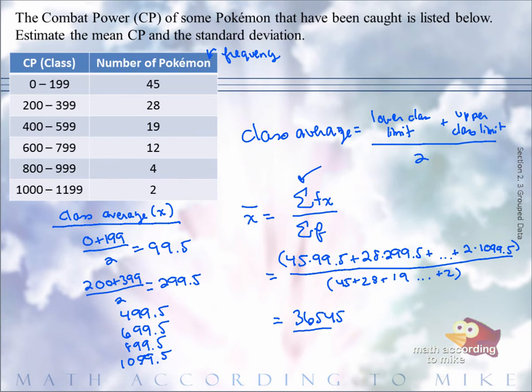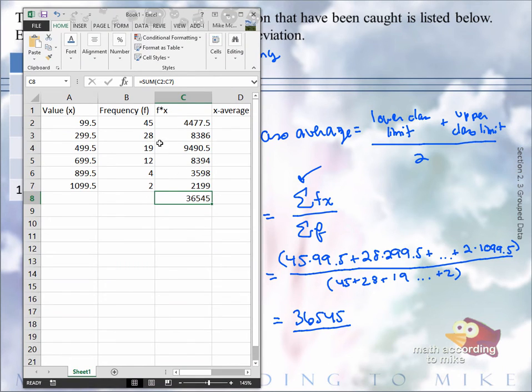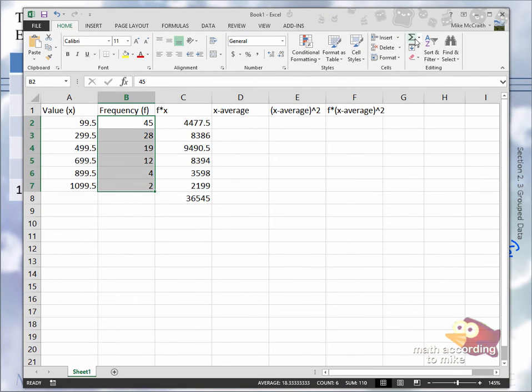Divided by the sum of all the f's. There's not too many there. You can do that by hand, or you can make Excel do it as well. Highlight your F column, hit the sigma key, and notice the sum is 110.